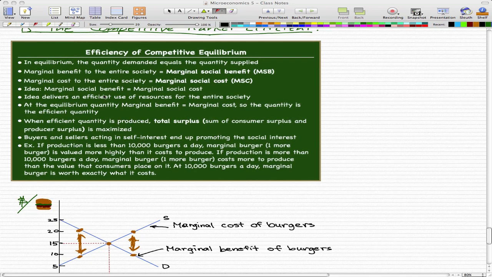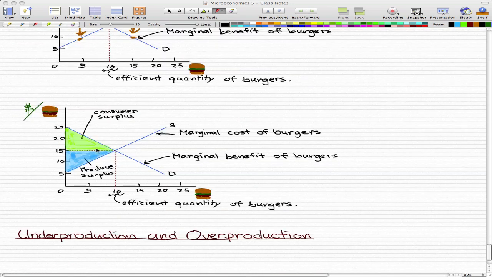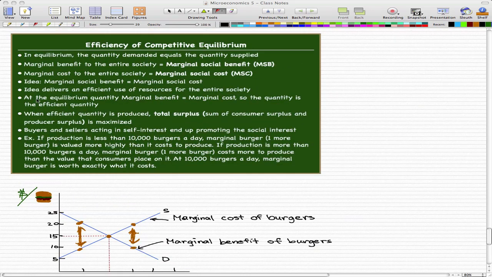It's gonna be a super short video with this graph in focus. It's really just gonna go through these 2 points. At the equilibrium quantity, marginal benefit equals marginal cost, so the quantity is the efficient quantity, but I'm pretty sure that we already went through that.